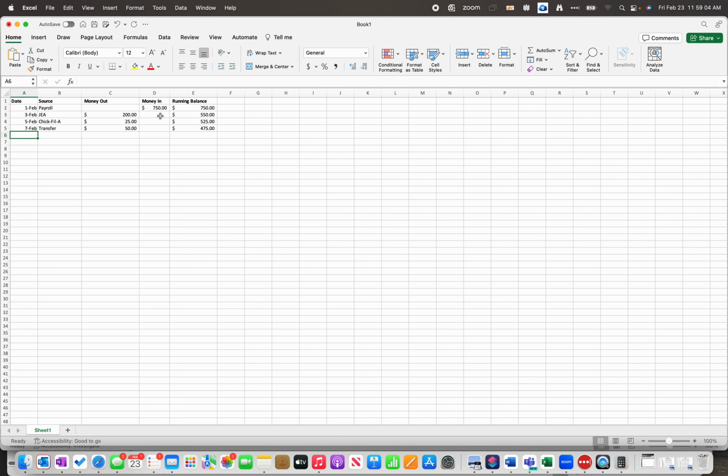Or then you have a money in column, or a deposit column. Then you have your running balance on the far side. So if you have those columns, you can keep it really simple and just write those transactions down. Now, you may be in the line at Chick-fil-A and say, I can't write down in my notebook how much I spent at Chick-fil-A right there in the drive-thru line.